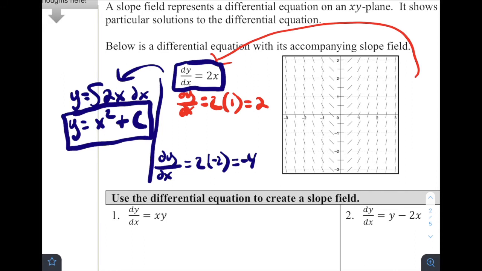Let's say, for example, that we know this is our function, y equals x squared plus c, but we know that it goes through the point (1, 1). So I'm going to draw my point (1, 1) on my graph. We can calculate the slope at that point. In fact, we already did. We said that the slope here was 2 when we plugged in that x value of 1.